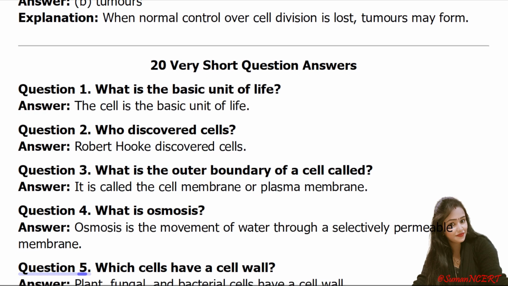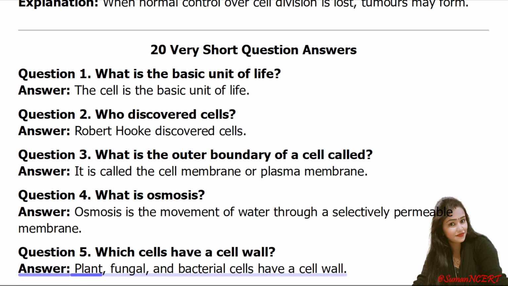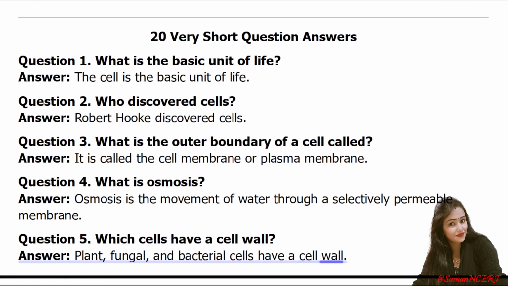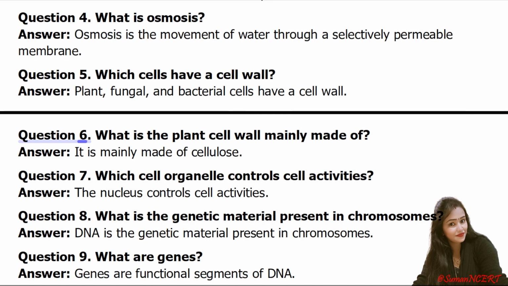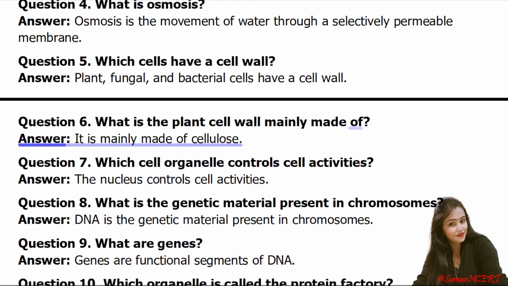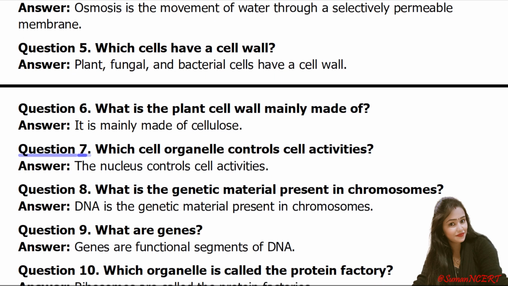Question 5. Which cells have a cell wall? Answer: plant, fungal, and bacterial cells have a cell wall. Question 6. What is the plant cell wall mainly made of? Answer: it is mainly made of cellulose. Question 7.